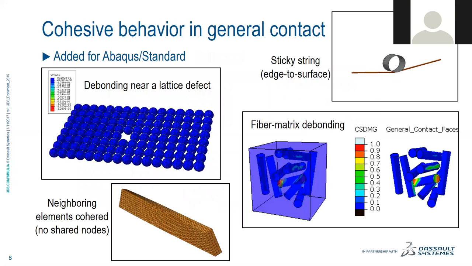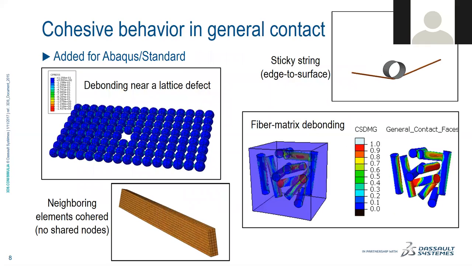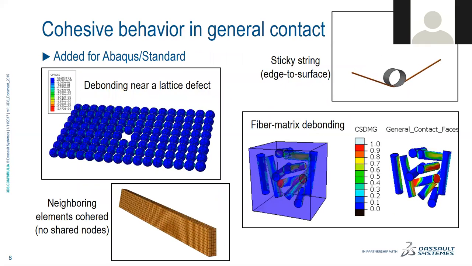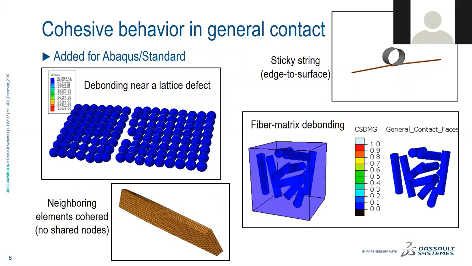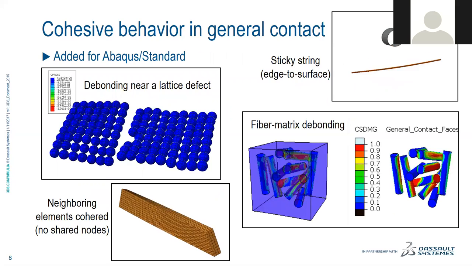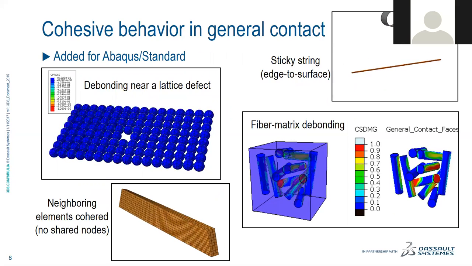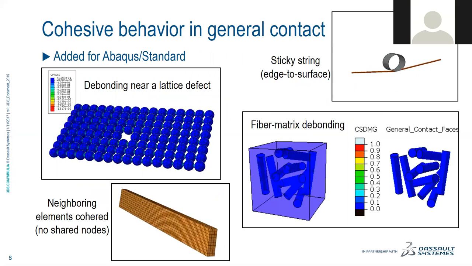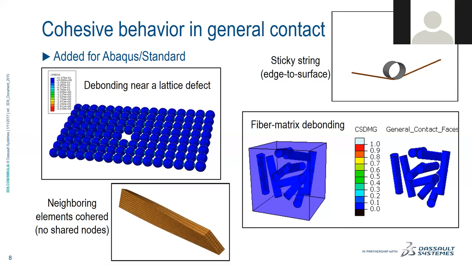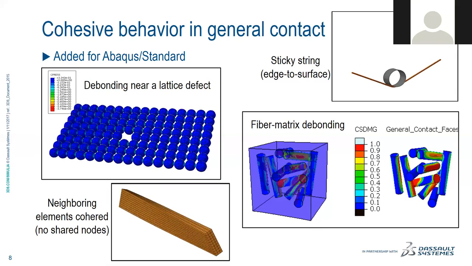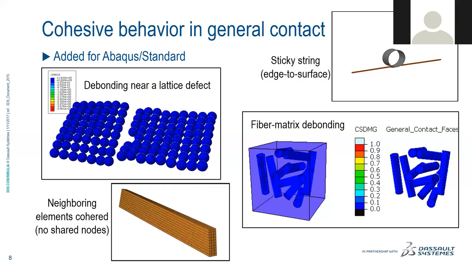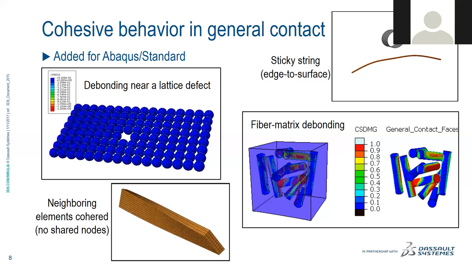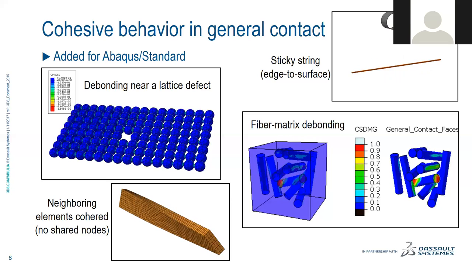So basically this cohesive behavior is usually used when there is debonding between two parts bonded together. As I mentioned, it was available in the contact pair algorithm in Explicit, and now it's available in the general contact. You can see some examples here, like this debonding of the lattice, where you don't need to define all these contact pairs between all the balls. With general contact, it will be defined automatically.